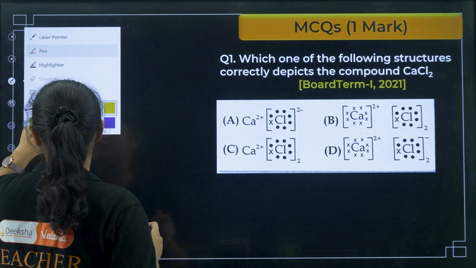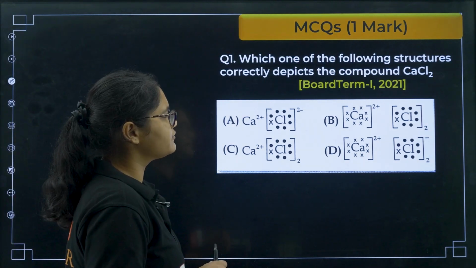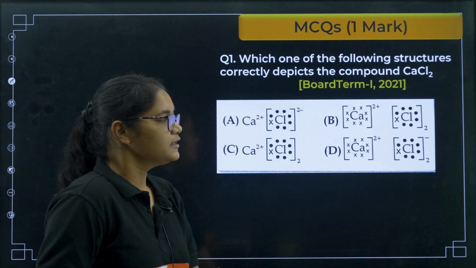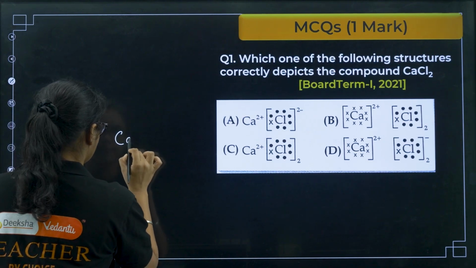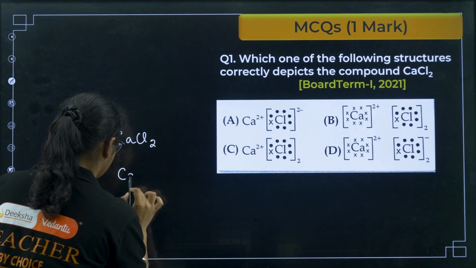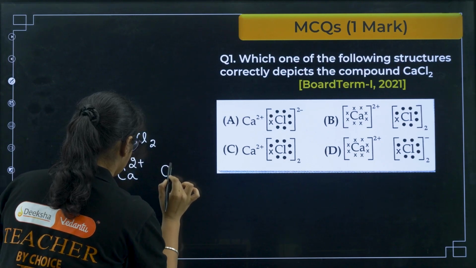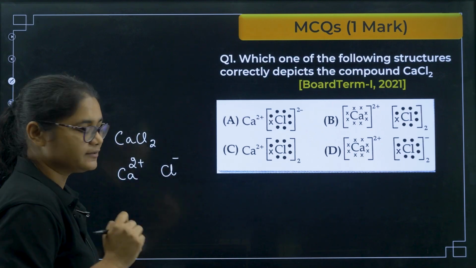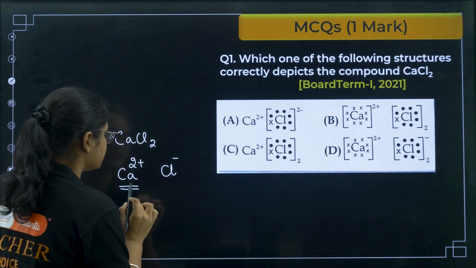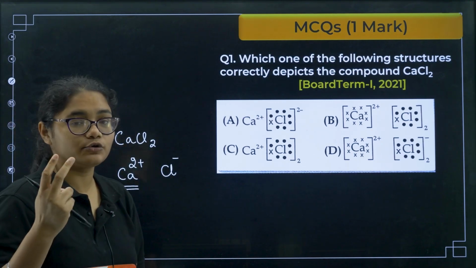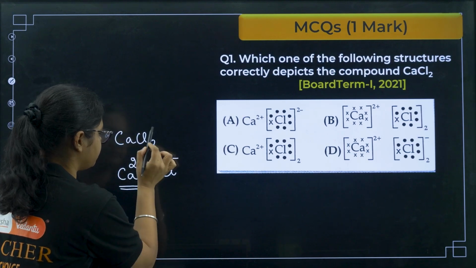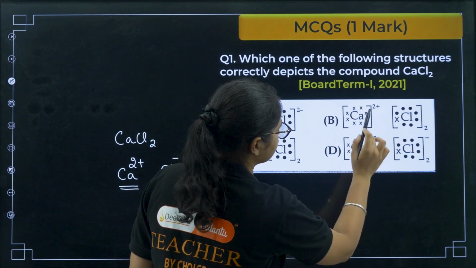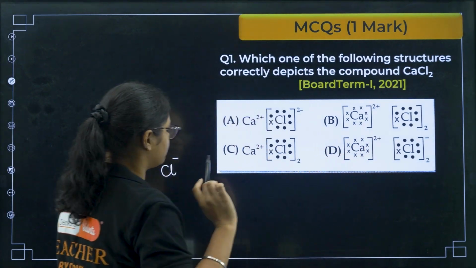That is the first one. Which one of the following structures correctly depict the compound CaCl2? So if you see CaCl2, it must be like this, right? Ca2+ and Cl-. So that means calcium has 2+ charge. Then only if you do crisscross we will get this CaCl2. So here you see calcium has 2+, here also calcium 2+, here also 2+, here also 2+. So that is correct.